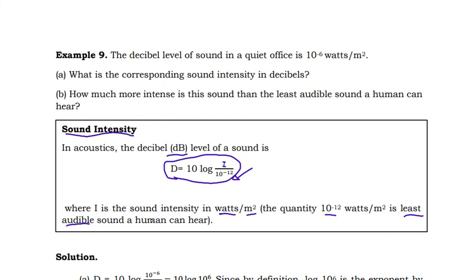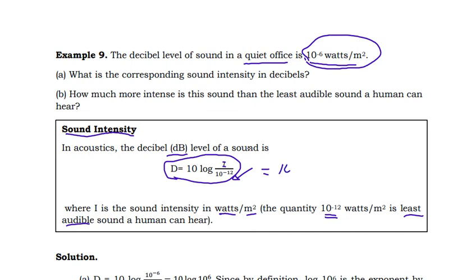So this is the baseline. The question is, what is the corresponding sound intensity of a sound in a quiet office? That is 10 to the negative 6 watts per square meter. So this is the sound intensity, that is letter I. With that, we can convert this into a measure in decibels.